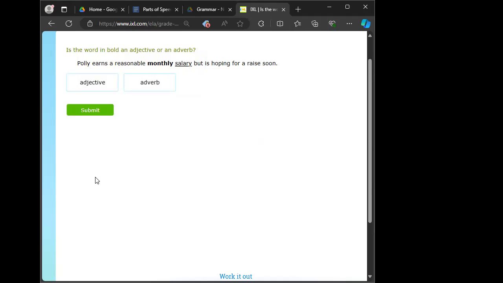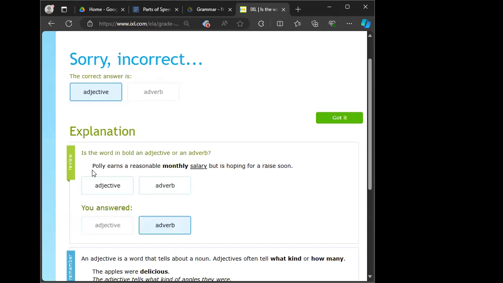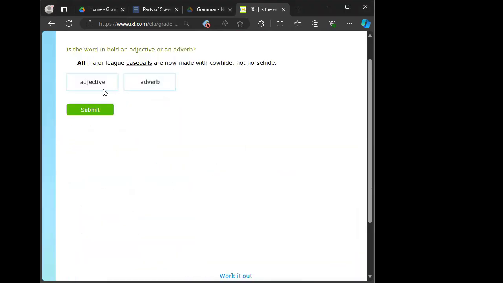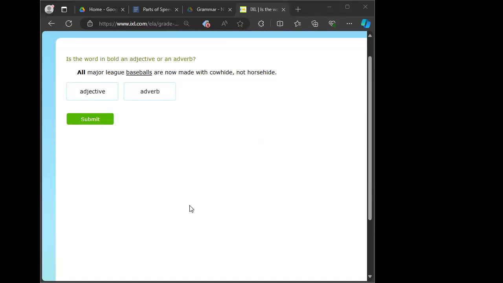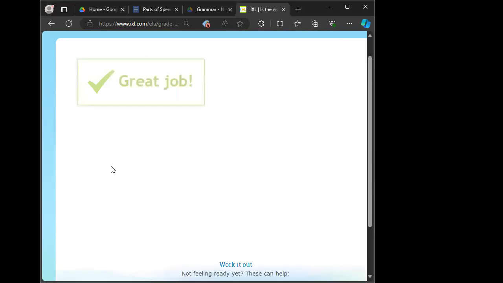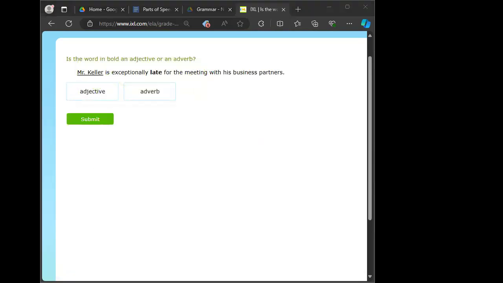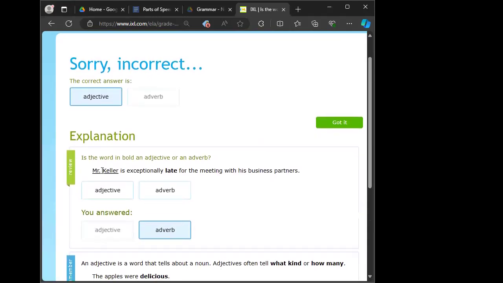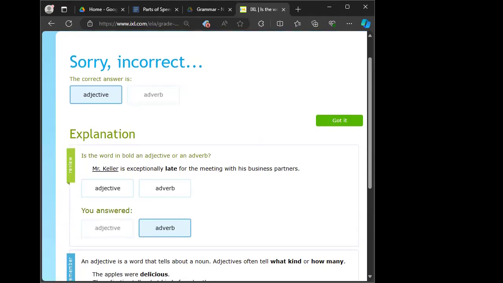Monthly salary. Monthly is the adverb. Salary is a noun, a thing. All is an adjective. Late is the adverb. So late is describing Mr. Keller. Mr. Keller is a noun, a person. Yes, ma'am.